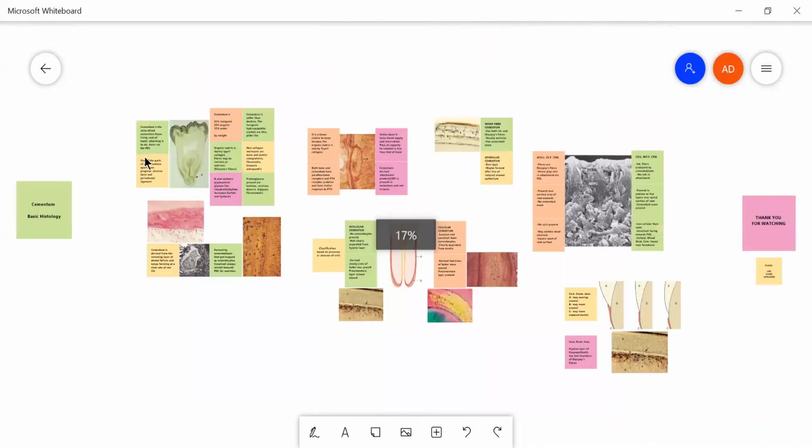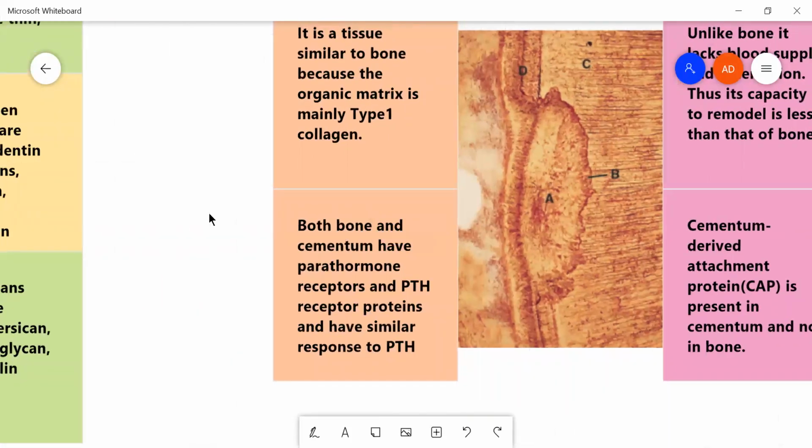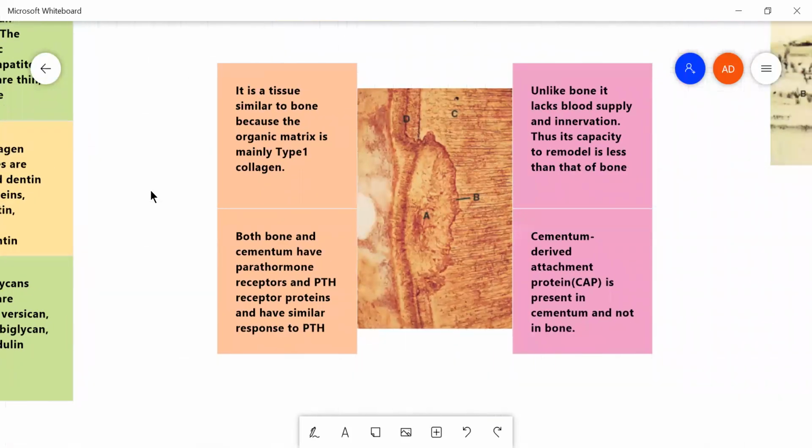Now, going back to a few similarities and differences between bone and cementum. Cementum is similar to bone in that it has type 1 collagen as its organic matrix, and it has parathormone receptors and a very similar response to parathormone, and it also has similar growth factors like bone morphogenetic protein. But unlike bone, cementum lacks blood and nerve supply, so its remodeling capacity is very limited.